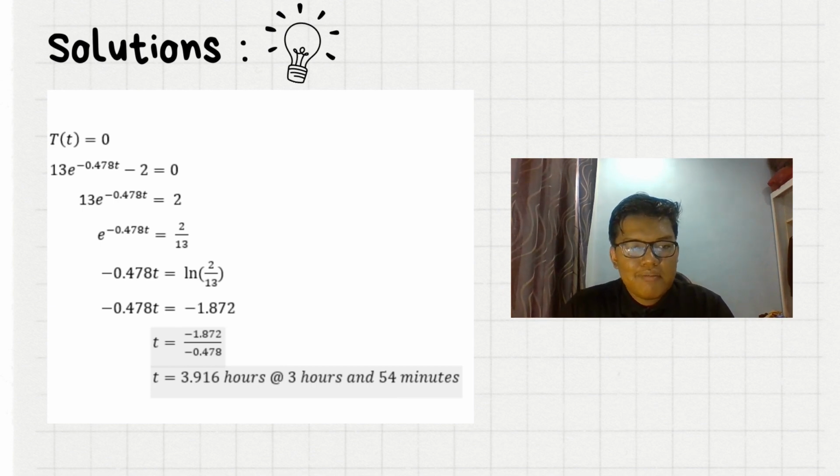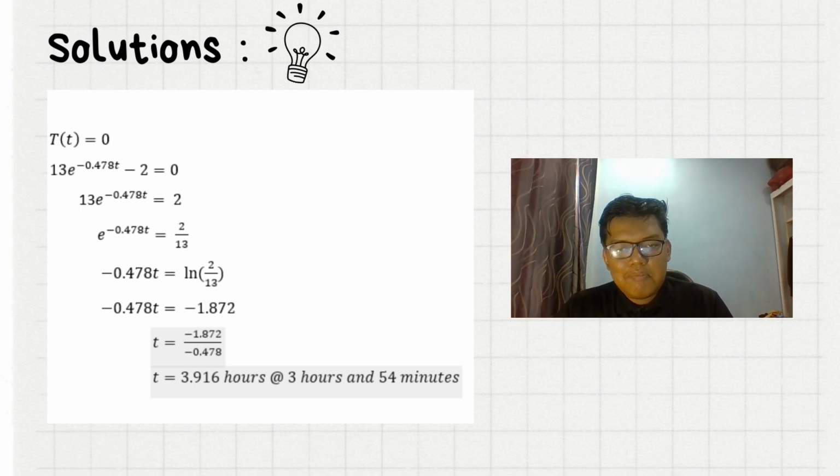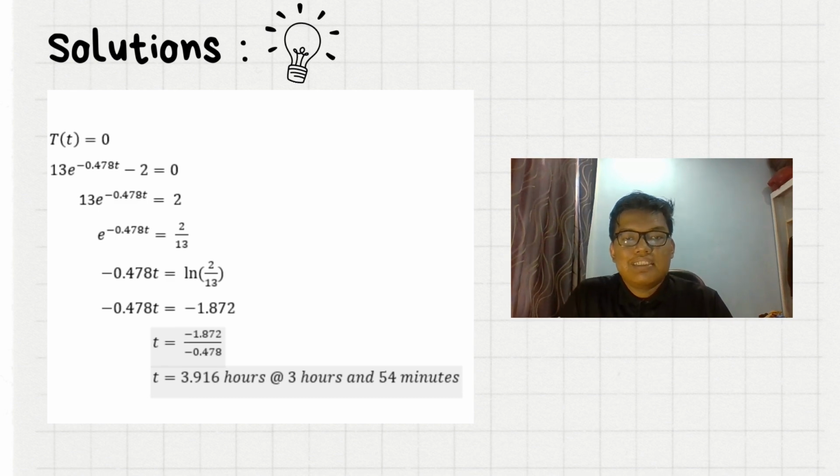Then we have to find the time when the popsicle is frozen. So we put T(t), where T of time is equal to 0. We put the equation 13 e^(-0.478t) minus 2 equals 0. Negative 2 we move to the right side and it becomes positive. 13 e^(-0.478t) equals 2. So the 13 we move to the right side too. It equals e^(-0.478t) equals 2 over 13.